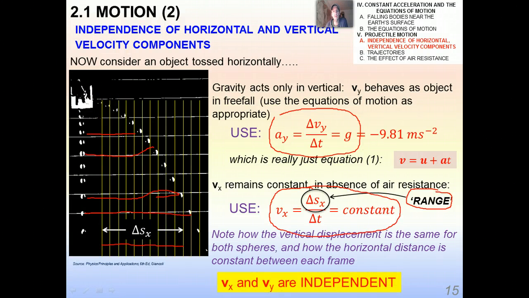So I want you to note, most importantly, how the vertical displacement is the same for both, but the horizontal distance is constant between each frame. And what this really means is that the x and y components of the velocity are actually completely independent of one another. Okay, so we treat them totally differently, and I'll show you some examples of how we do this in a little bit.